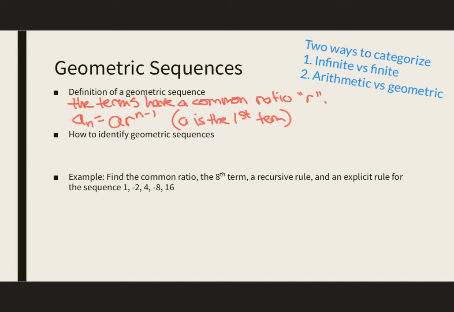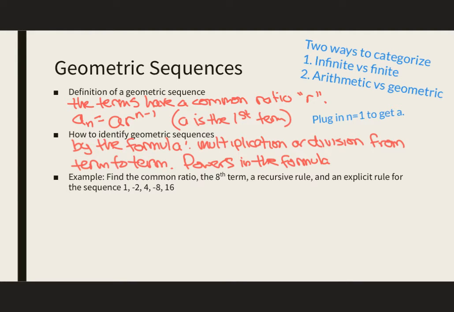So what I want you to notice is that this formula is quite different than the formula for arithmetic, in which we have something that's being raised to a power. So that's how we could identify a geometric sequence, is that there's multiplication or division going on. And we could see that multiplication and division from term to term, and the way that shows up in the formula is in the form of a power. Okay, that's all the info about the sequence.